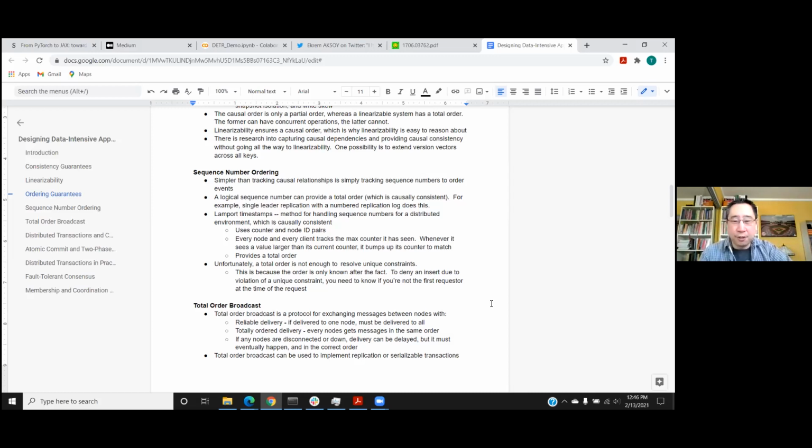And then the author pulls the rug out from underneath me after I've just decided that Lamport timestamps are cool, and says that unfortunately, Lamport timestamps are not good enough to really help you solve your problems. So thank you for taking the time to learn about them, and you're not going to use them.